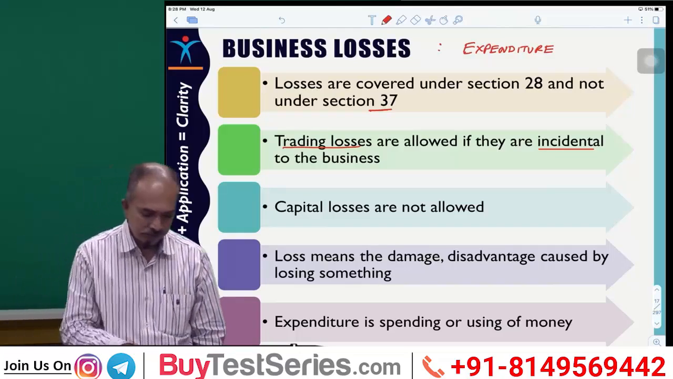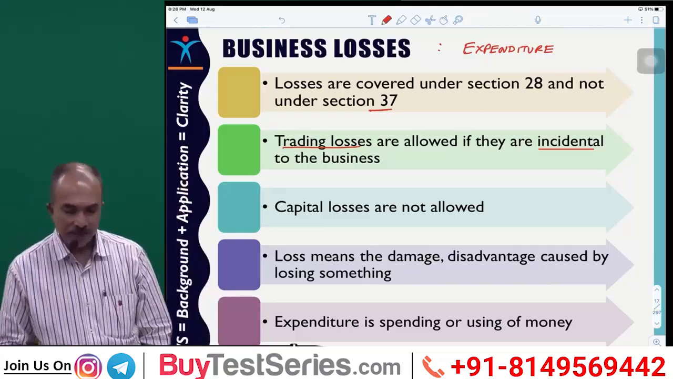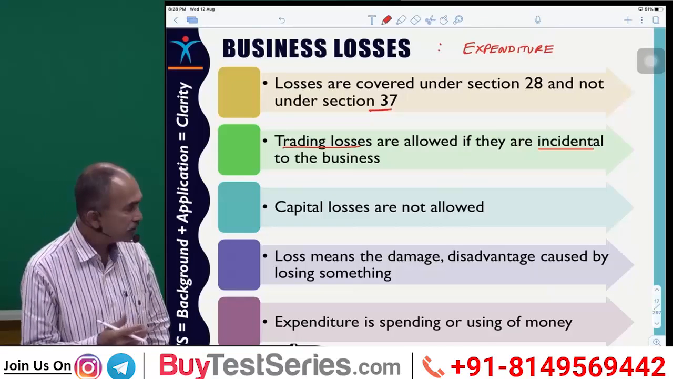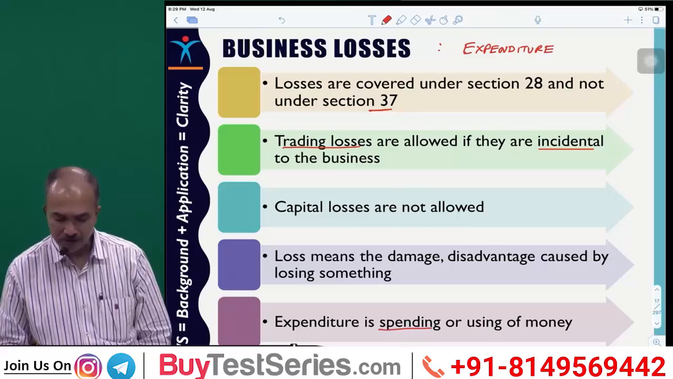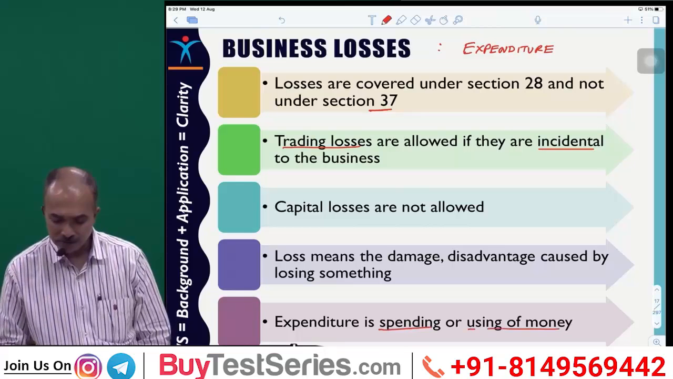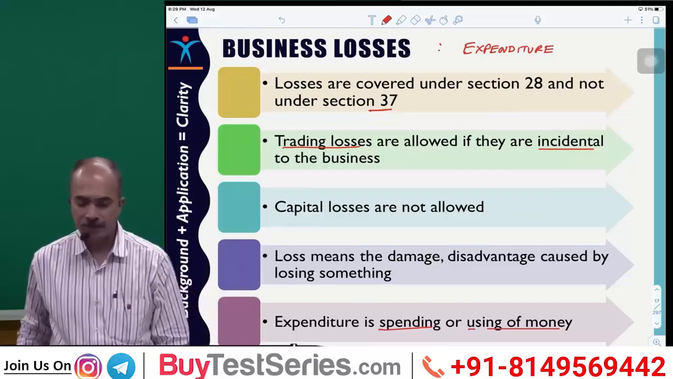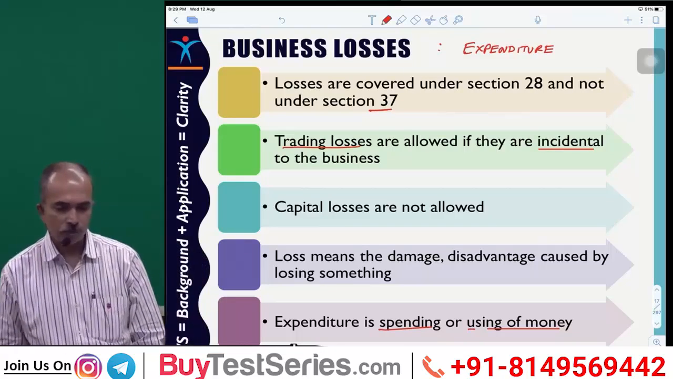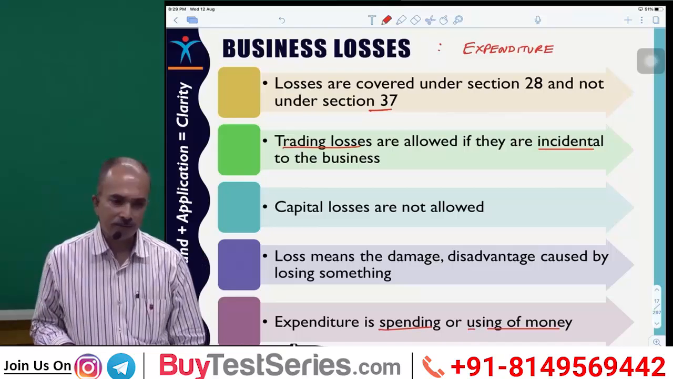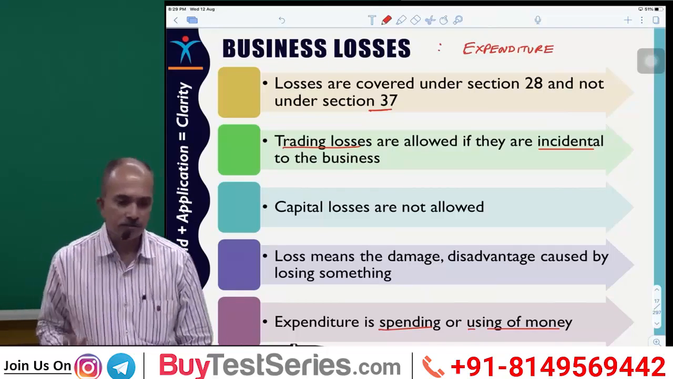So loss here you have to understand means the damage, disadvantage which is caused by losing something. Whereas expenditure is spending the money or using the money. So there is a difference between a loss and an expenditure. So business loss आपको मिलेगा कब? It is trading in nature and in connection to your business.